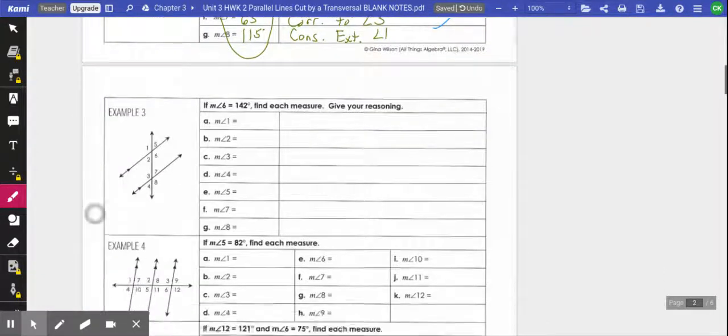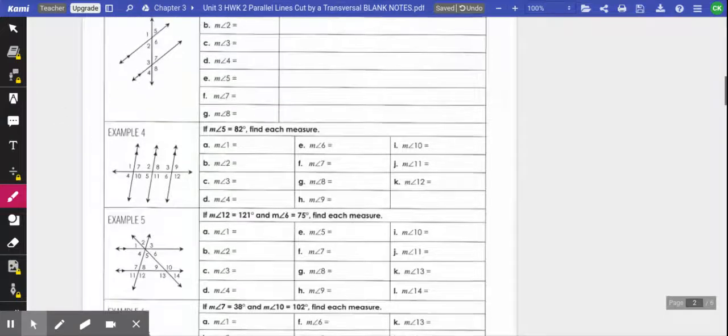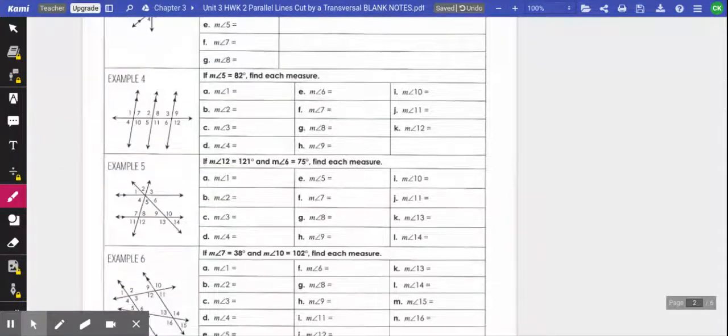So let's look at something that's a little more complicated, maybe example 4 here. So example 4 says angle 5 is 82. So I'm going to write that down, 82 right here, and find the rest. So what I usually like to do when we get to more complicated figures like this is, if possible, find all the angles within that area, within that section. So in other words, I can find angle 8. Angle 8 and angle 5 are both 82 degrees because it's vertical.